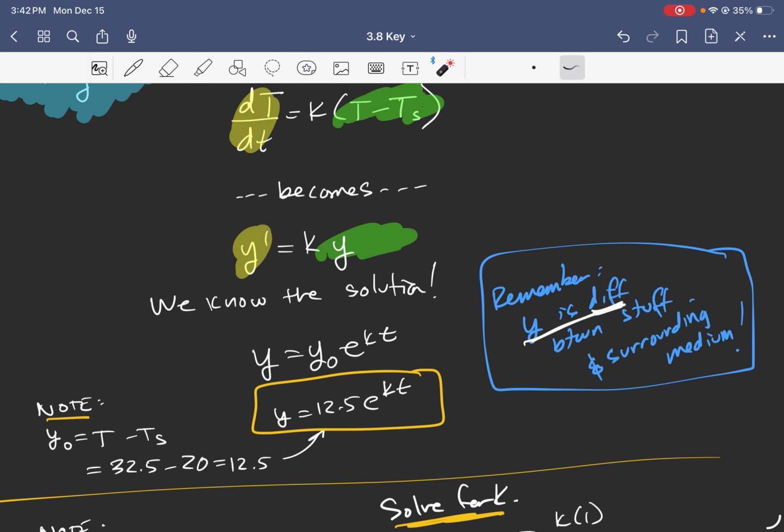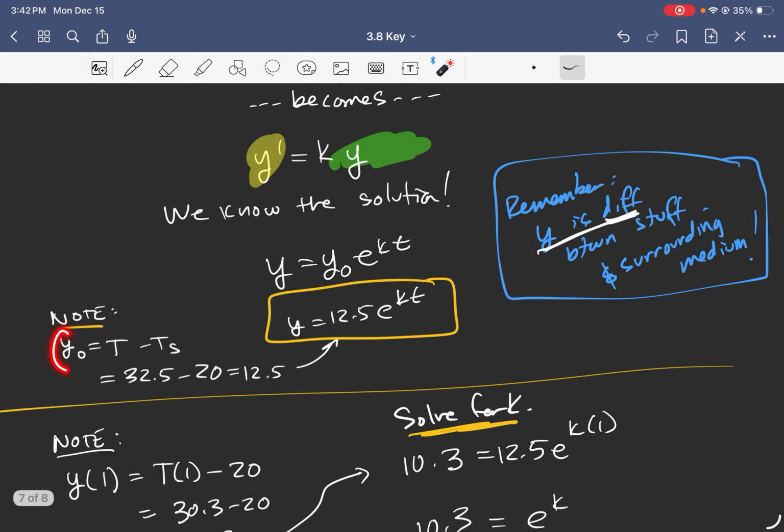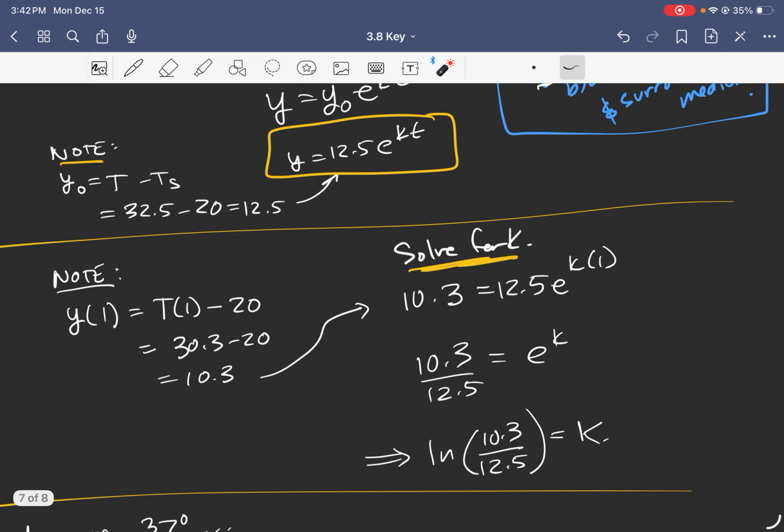Okay? So that means if we want to know y not, that's the initial difference between the 20 degrees in the room and the 32.5 degree Celsius cup of coffee. So we start off with that much of a difference. So this is our equation. Here at time 1, they say your cup of coffee is this much, but the room temperature, again, we're assuming it's fixed, is that. So that means y at 1 is 10.3. That's the difference. So after 1 minute, we get 10.3.